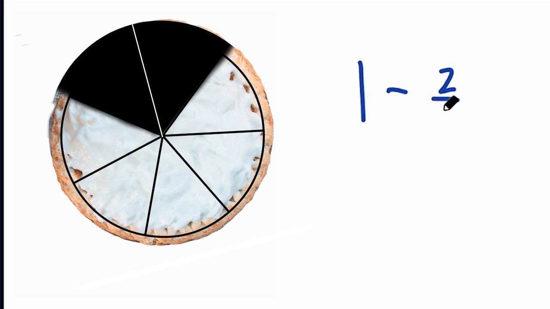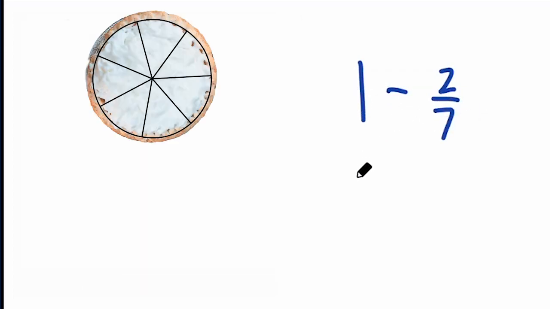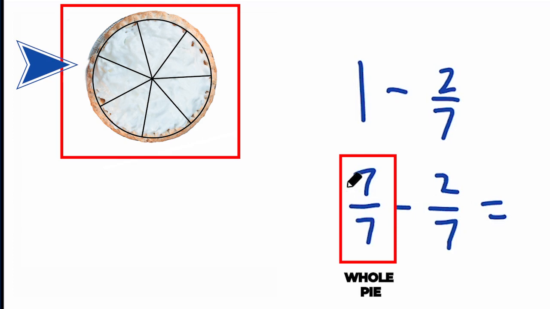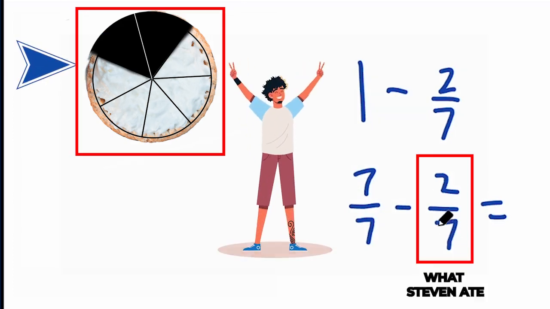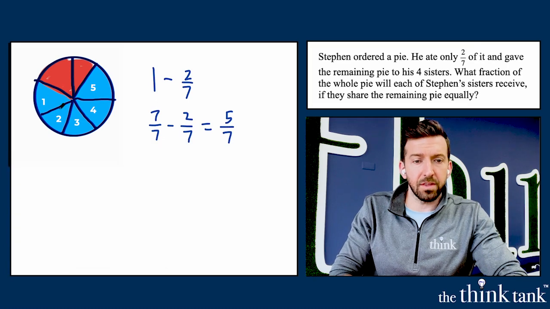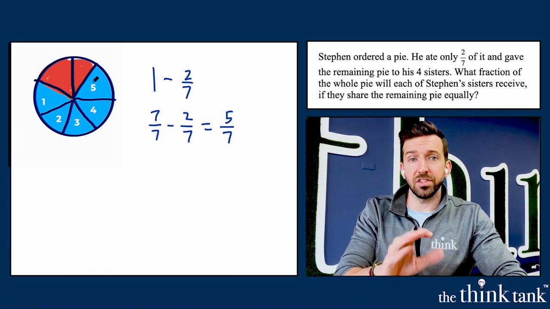Really, what we did in fraction terms, we did 1 minus 2/7. And 1, we would really think of in common denominator terms as 7/7. That's the whole pie minus the 2/7. So the 7/7, which was the whole pie, minus what Stephen ate, the 2/7, means there were 5/7 left behind, which we can see in our picture. There are the 5 slices of pie that he hasn't touched.